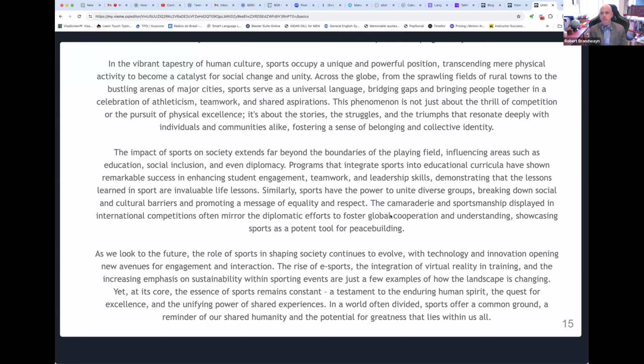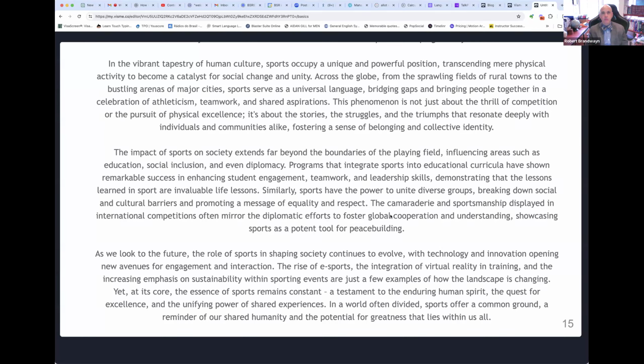Sprawling from the sprawling fields of rural town. Sprawling is something that is growing, something that grows, sprawls, no? Across the globe, from the sprawling fields, los campos crecientes, los campos nacientes de los pueblos rurales, of the rural towns, to the bustling, with a lot of noise, with a lot of sound, of major cities. Okay. Other questions, vocabulary questions? Thank you. You're welcome, Clara. No one else has vocabulary questions?